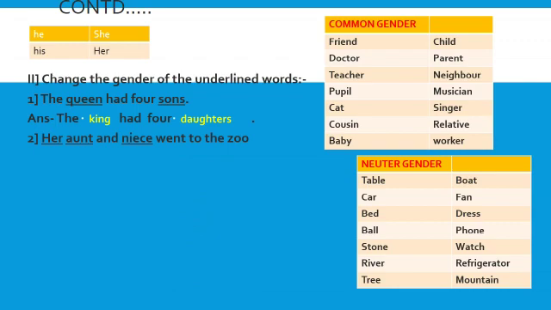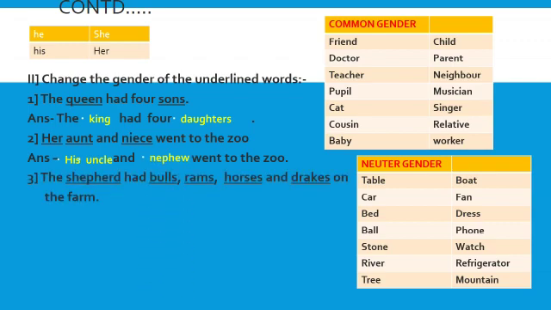Next one. Her aunt and niece went to the zoo. What should be the answer? Instead of her, it becomes his. Aunt becomes uncle. And niece becomes nephew. So that's my answer. Let's see the third one. The shepherd had bulls, rams, horses, and drakes on the farm. Now the words which are underlined, you need to change their gender. Now let's see the answer.